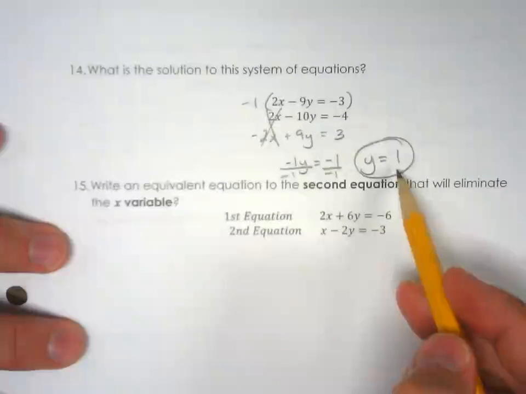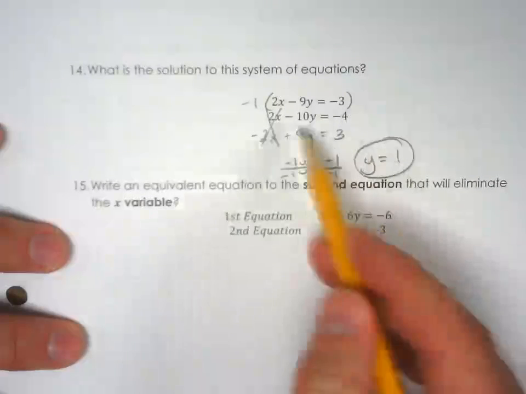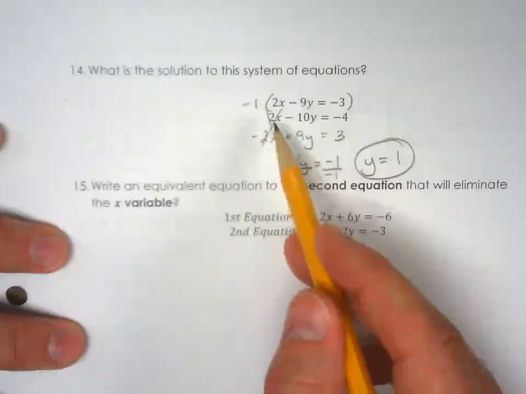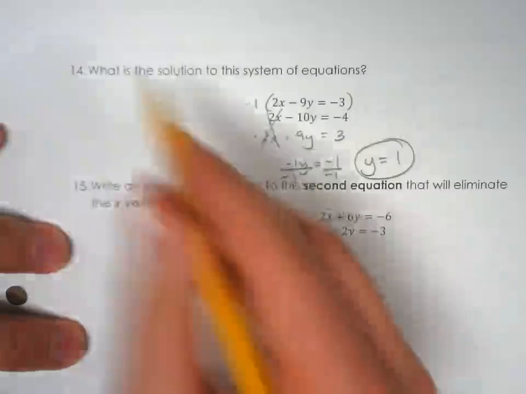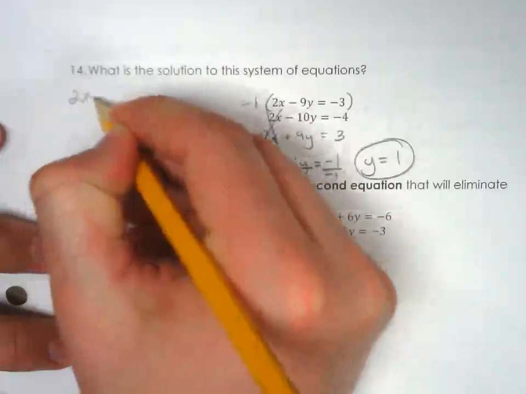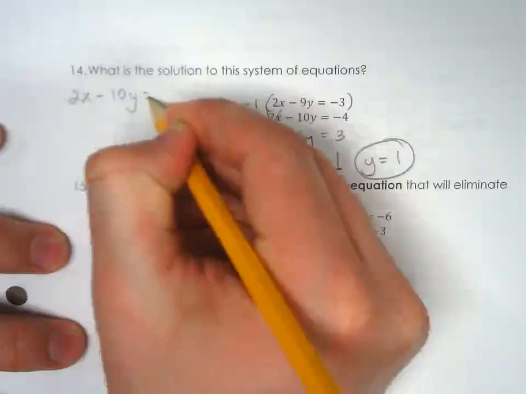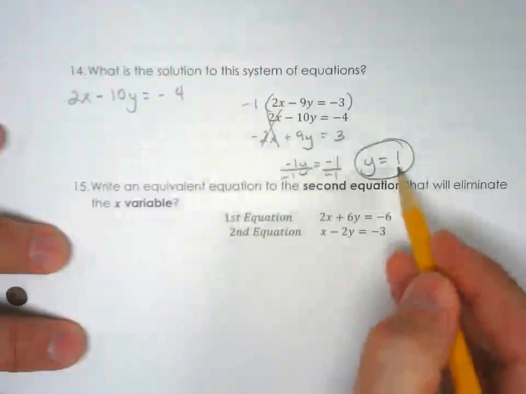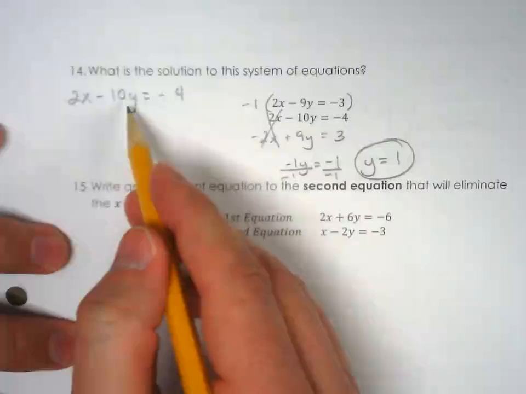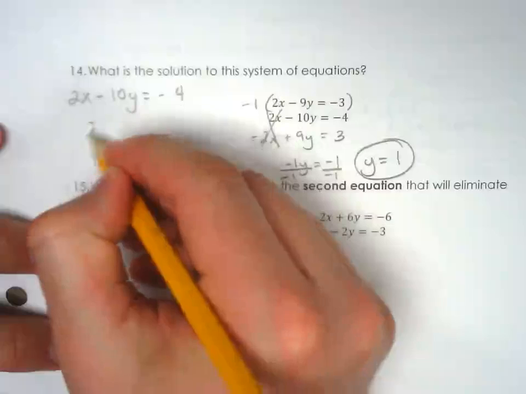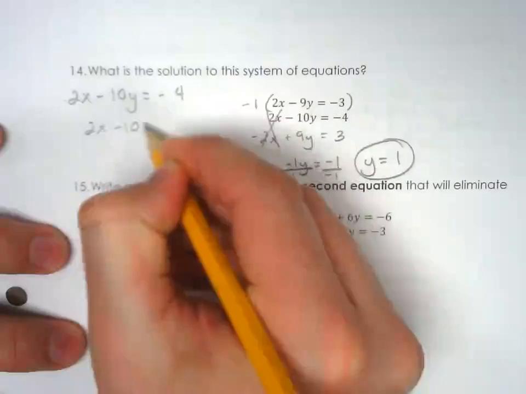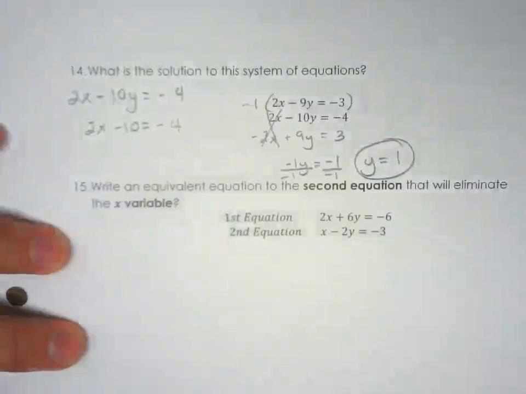Now we're going to take the information we got there, and plug it into one of our equations. I'm going to plug into just the bottom one, 2x minus 10y equals negative 4. So I'm going to write that over here. 2x minus 10y equals negative 4. Well, the 1 gets plugged in for the y. So negative 10 times 1 is just negative 10, so it becomes 2x minus 10 equals negative 4.